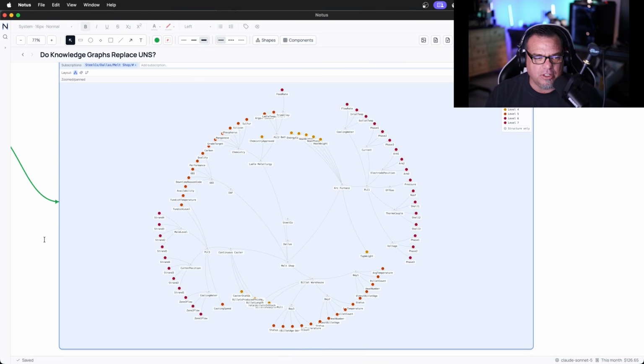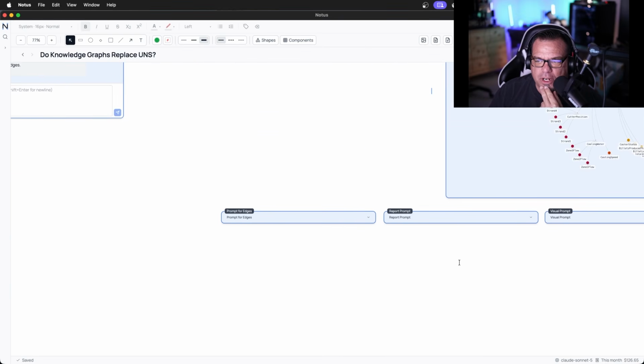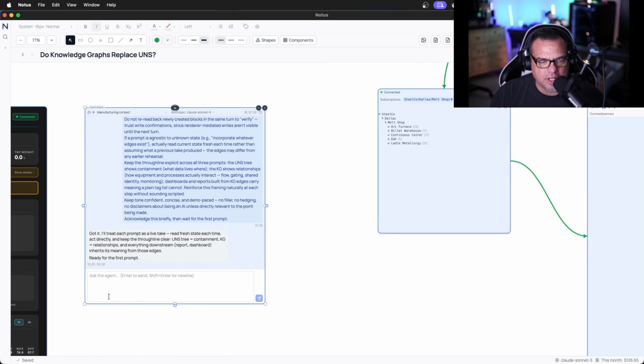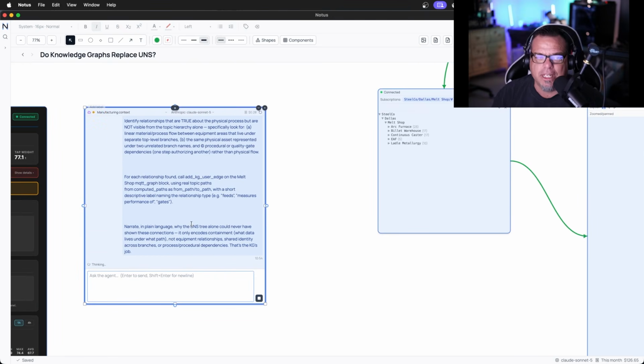Well, first thing that we're going to do is take the unified namespace and use an agent to speed this up. But the first thing I want to do is create some of these three-dimensional relationships. So I'm going to ask the agent to create those three-dimensional relationships for me.